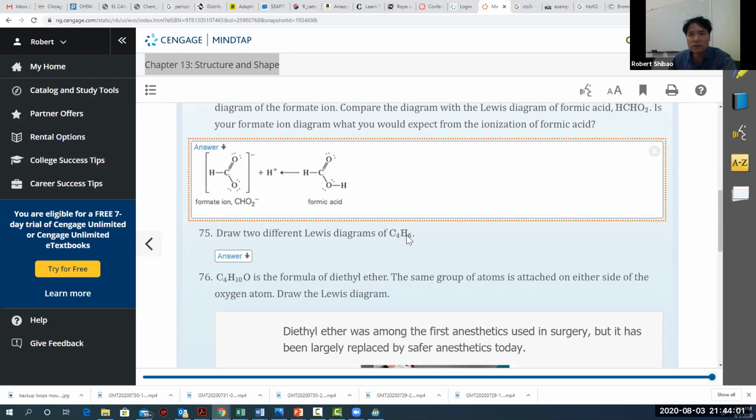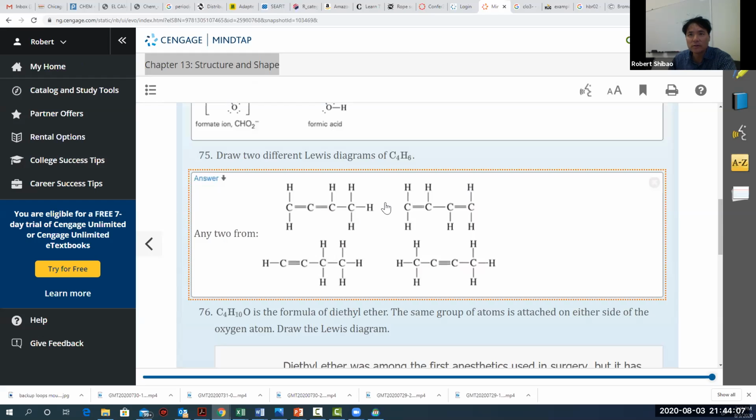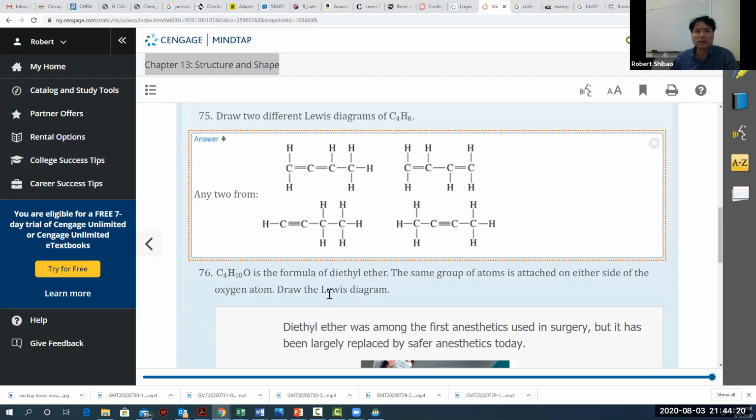Draw two different Lewis diagrams. So this has isomers, and so we could have different isomers. They drew 4 of them. So pick any 2 that we come up with here. It could be 2 singles, it could be 4 singles, a triple and a single. And so we play around with the bonding there to get it.